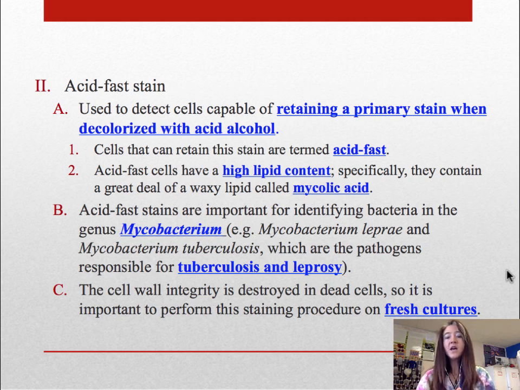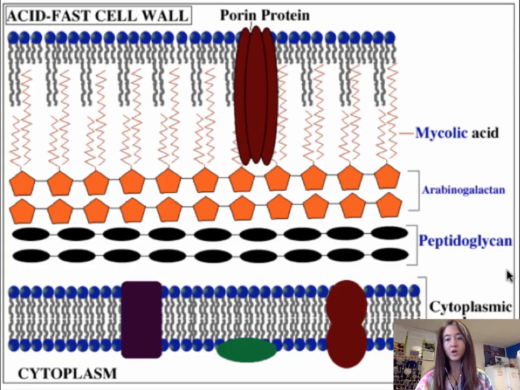leprae. This, too, is a stain that you want to perform on fresh cultures because it relies upon the integrity of the cell wall. And here's what that cell wall looks like. Kind of reminiscent of a gram-positive cell in that it has a thick layer of polysaccharide. However, it has only a thin layer of peptidoglycan and then a layer of something called arabinogalactan, another polysaccharide. However, what really distinguishes an acid-fast cell is its mycolic acid.